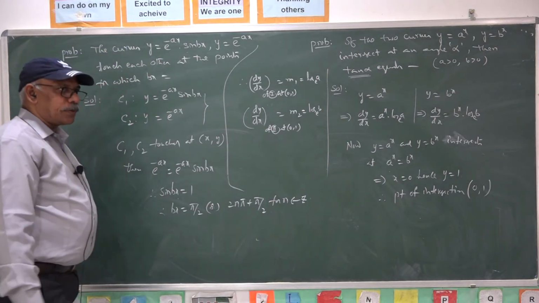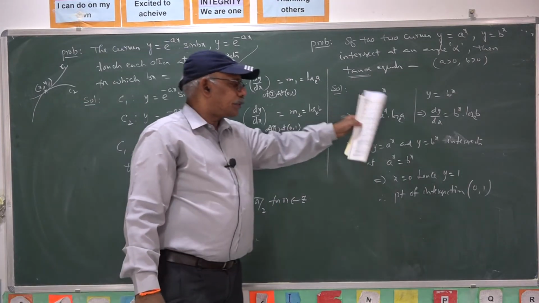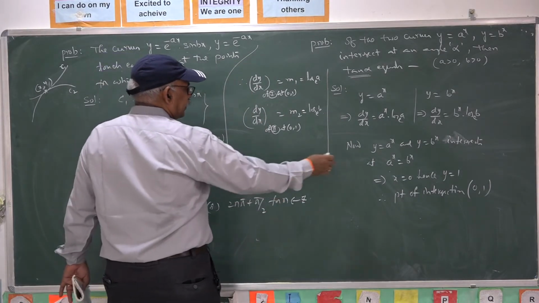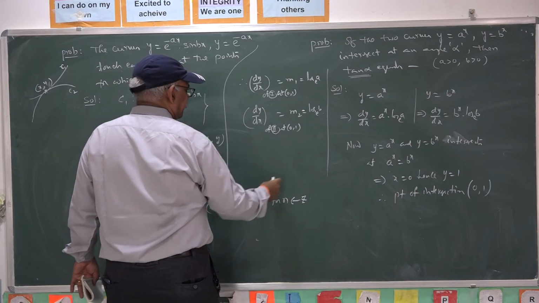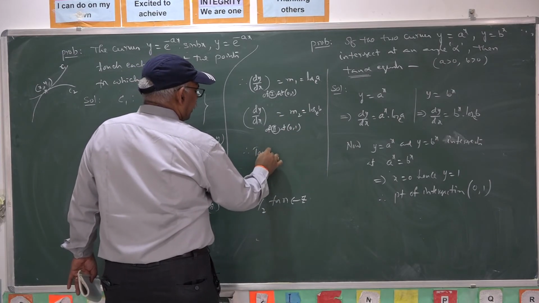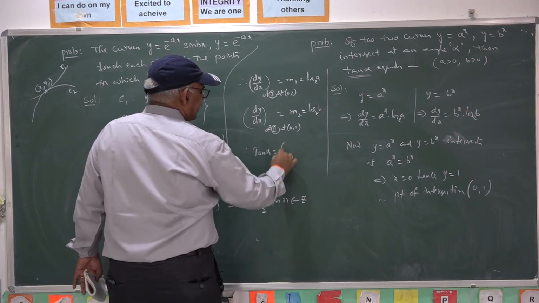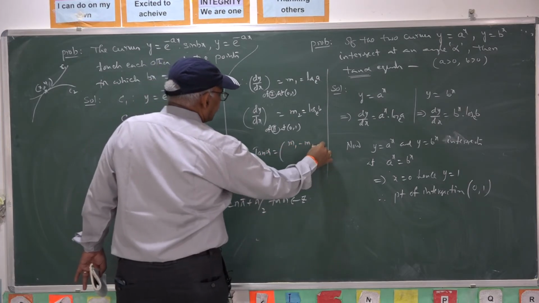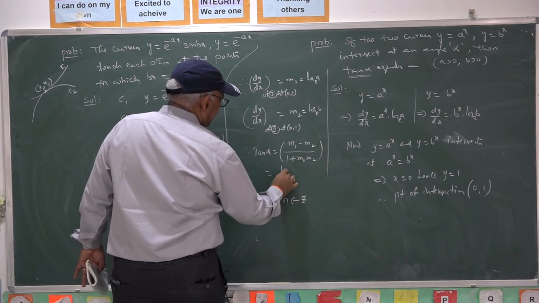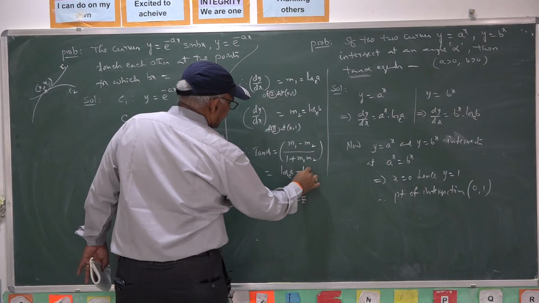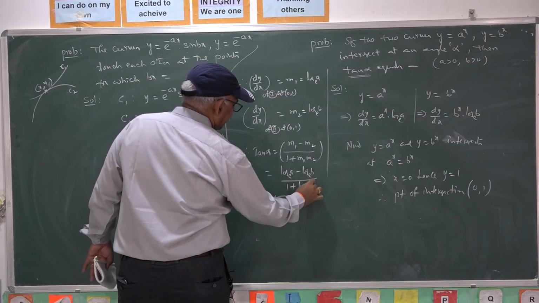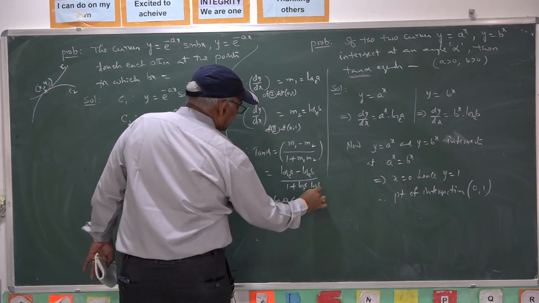So the slopes of tangents to the curves at that intersecting point (0, 1) are m1 and m2, which are log a and log b. Therefore, tan alpha, the angle between the tangents, is (m1 minus m2) by (1 plus m1 m2). That is log a to the base e, log b to the base e, into log a log b to the base e.